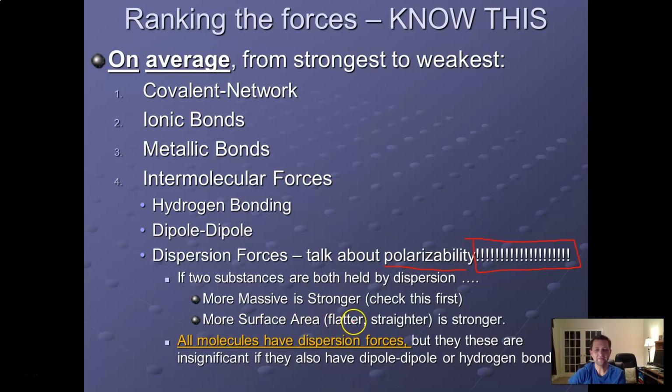More surface area, flatter, straighter, is better, that is stronger as well. So generally you go by mass first and then by surface area. Remember, all molecules have dispersion forces, so even water, which has hydrogen bonding and dipole-dipole, also has London dispersion, okay? So all molecules have dispersion, but it's insignificant if the molecule has hydrogen bonding or dipole-dipole in addition to that.